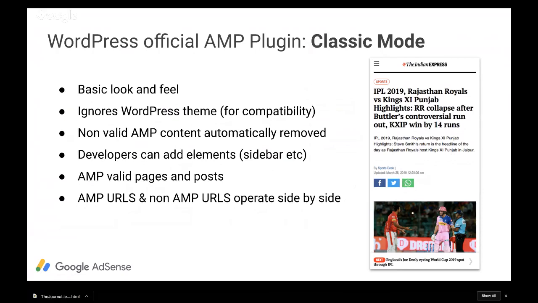For custom JavaScript or non-valid functionality, developers can make use of the various AMP components, such as navigation menus or slideshows. All individual pages and posts will have AMP versions, but not category pages or custom taxonomies. Classic Mode also means you will have an AMP version of your website and a non-AMP version of your website.